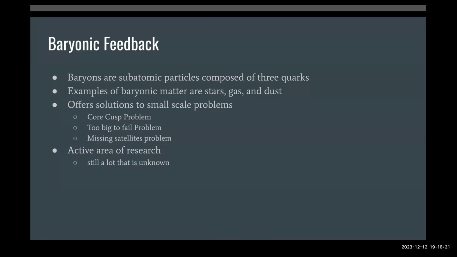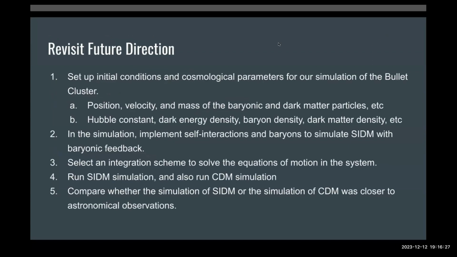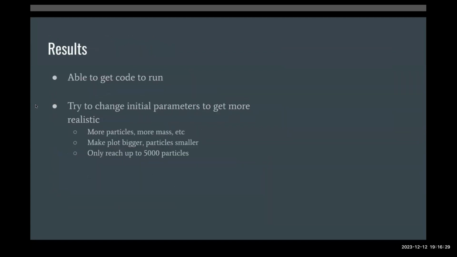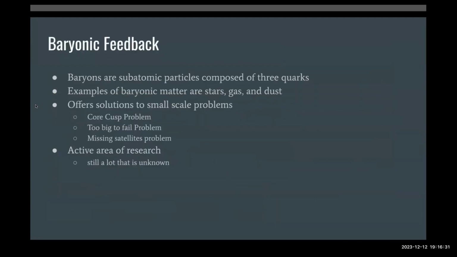However, this is still a very active area of research, and there's still a lot that we do not know on this matter. Baryonic processes additionally can impact the formation and survival of small dark matter halos. These processes can suppress the formation of low-mass dwarf galaxies or even cause the disruption of some existing ones, and baryonic feedback therefore provides a mechanism to explain the observed deficit of satellite galaxies.